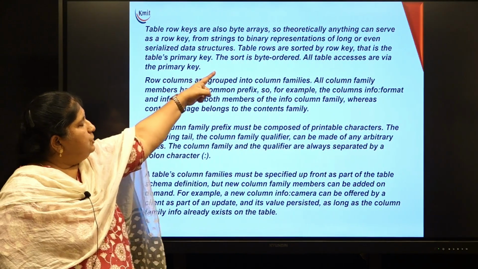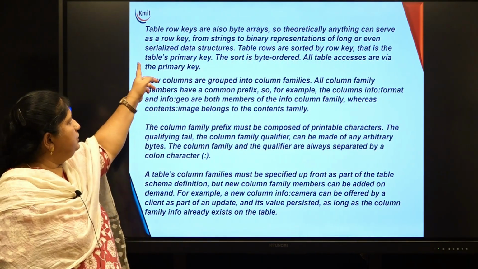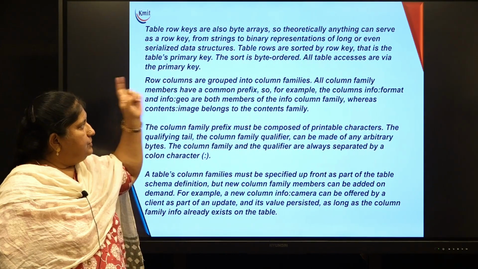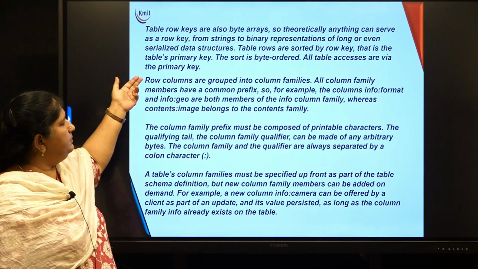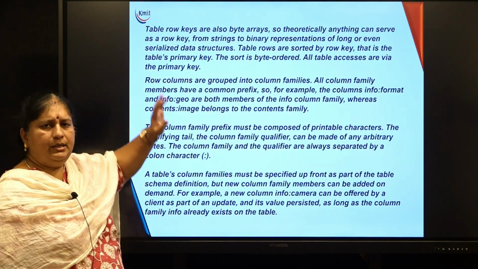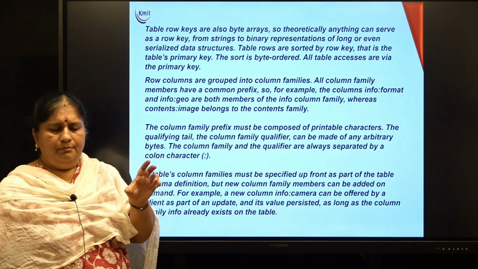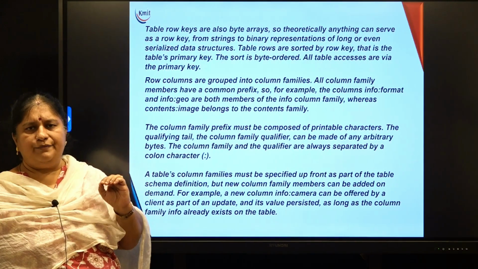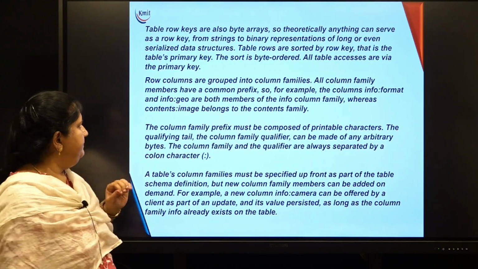Table rows are always sorted by row key, which is the table's primary key. This sort order is byte ordered, and all table access of the data is via the primary key. So the major meaning of primary key does not change. The primary key is always used for unique identification of an entire row.